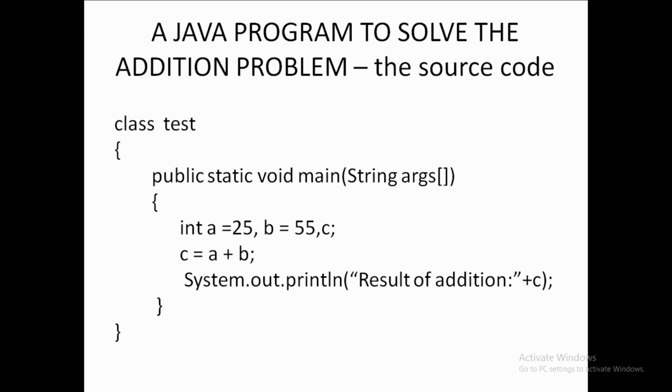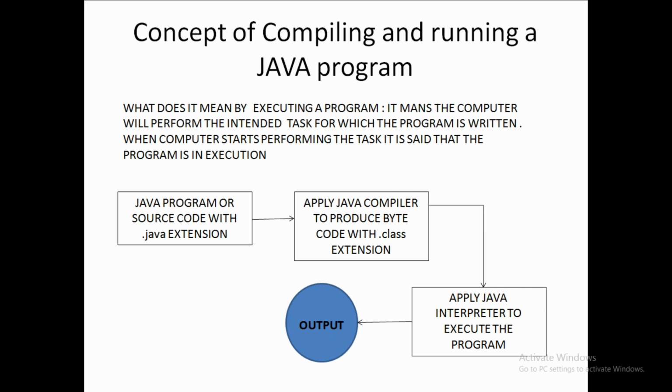Now I will go to the next slide. Here I will discuss what we mean by executing a program. When we write a program, actually we try to solve a problem through the computer. To solve the problem, we provide some instructions for the computer through programming. When the computer starts performing the task intended through the computer program, we say that the computer is executing the program.